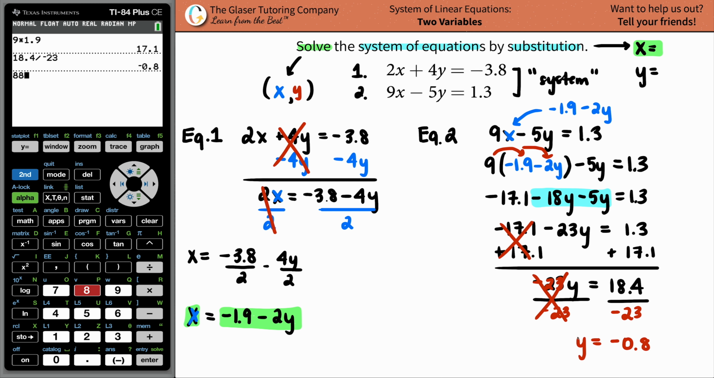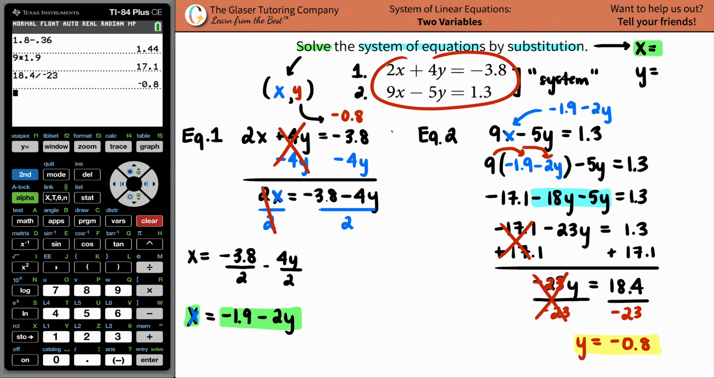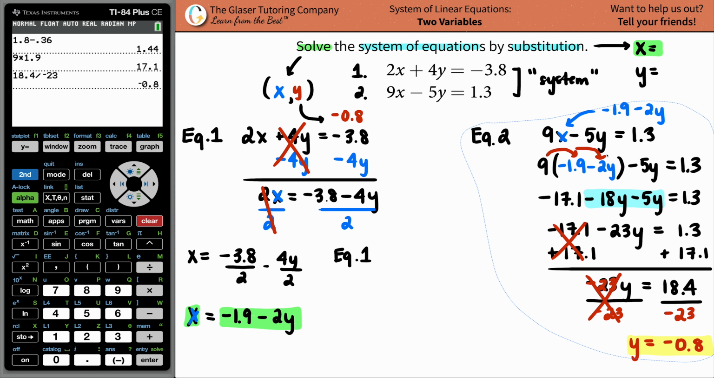Okay, so we have one piece of the puzzle. Now we know that this y value is going to be negative 0.8. So now the last step of the game is to just find out that x value. Since we know what the y value is, you could use any one of these. It doesn't matter. Whichever one looks easier to you. I don't know, 2s and 4s are better than 9s and 5s? That's fine with me. Let's use equation 1. Let me bring this over a little bit so that we have a little more room at the end.